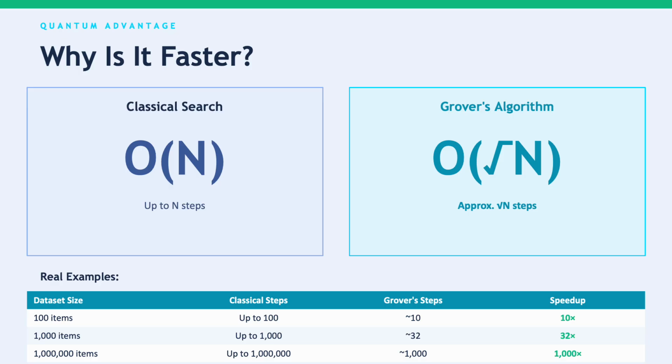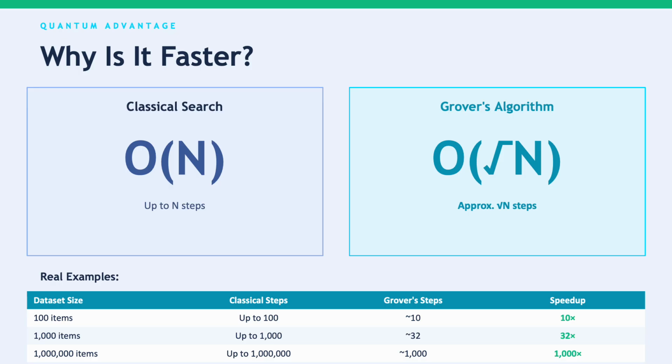So why is it faster? The speed advantage of Grover's algorithm comes from a mathematical concept called square root scaling. A classical computer needs up to n steps to search n items. Grover's algorithm only needs approximately square root of n steps, and square root of n is always much smaller than n, especially for large data sets.